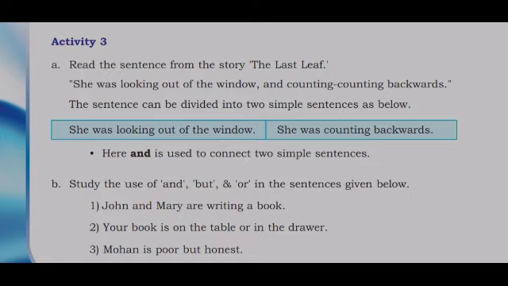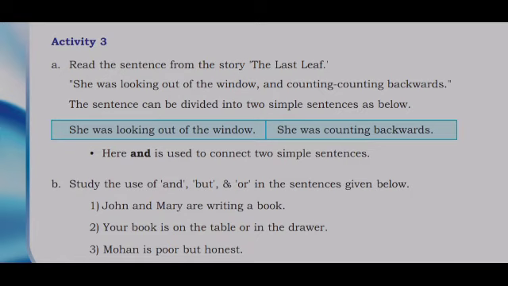Now, look at the second sentence. Your book is on the table or in the drawer. Here, or is used to connect on the table, in the drawer. That is, on and in are prepositions. So, these two prepositional phrases are linked using or. So, children, in the second sentence, or is used to link two prepositional phrases.